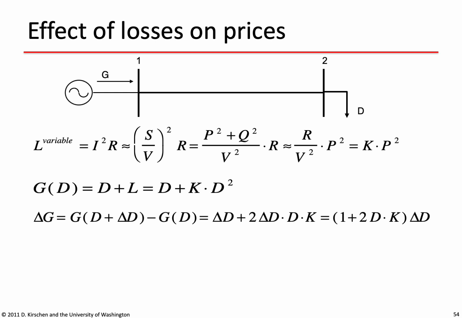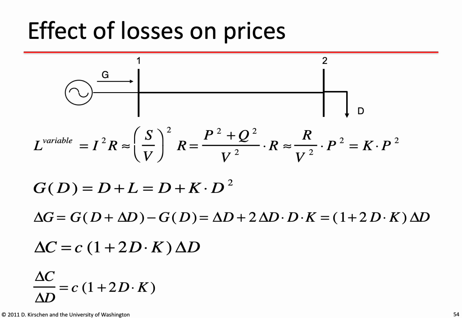Now, using this extra power increases the cost by a factor delta C, which is little c, the marginal cost of producing power with generator G, times 1 plus 2DK times the increase in load delta D. So the marginal increase in cost resulting from a marginal increase in demand delta D is C, the marginal cost of producing power at bus, times this factor 1 plus 2DK.